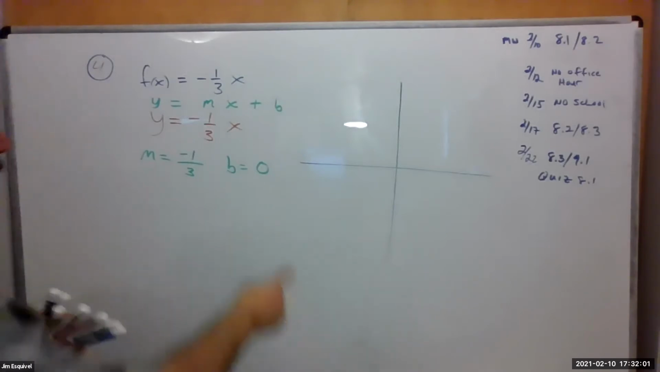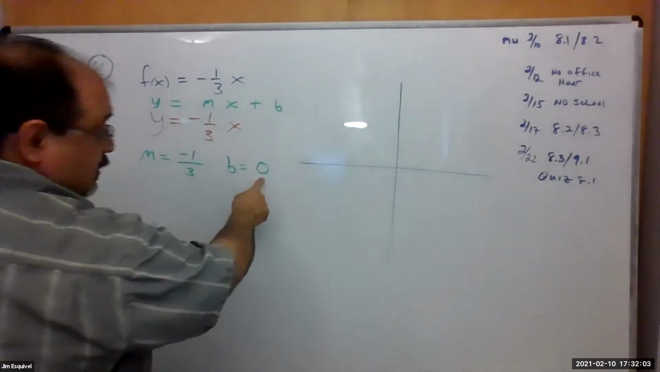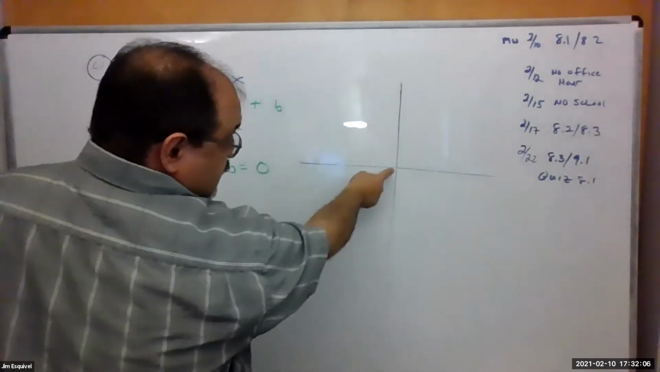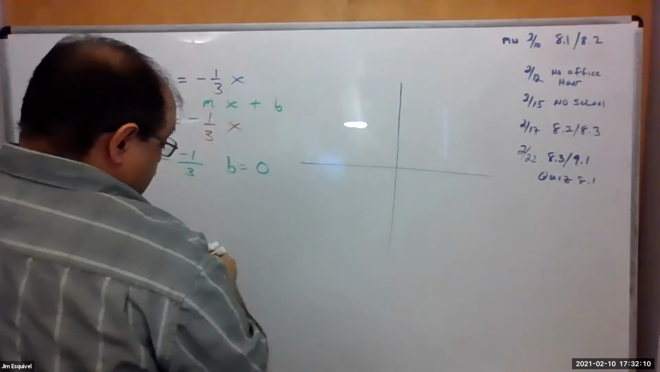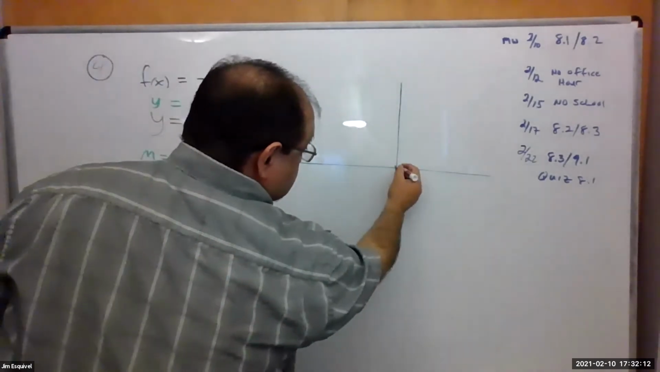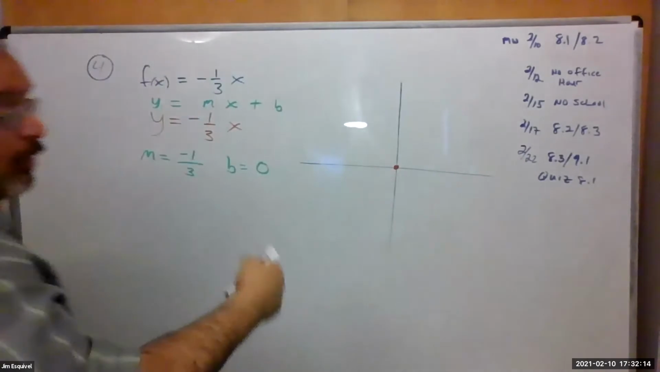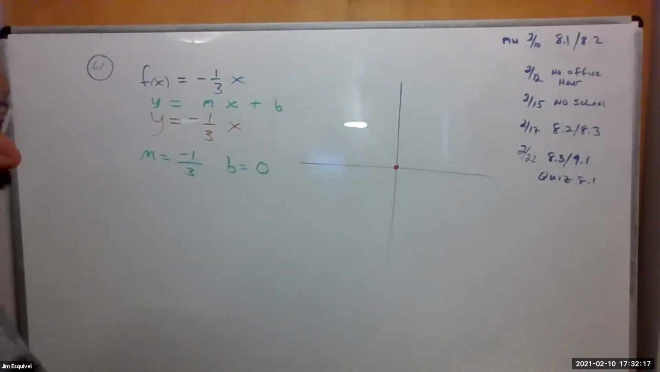Here, the y-intercept is 0. So on the y-axis, 0 is here at the origin. That's the first point you're going to plot, right here. That's the only point you don't have to label. The origin is the only one I don't need you to worry about labeling.